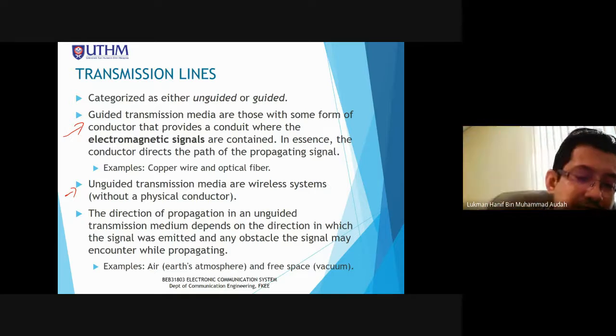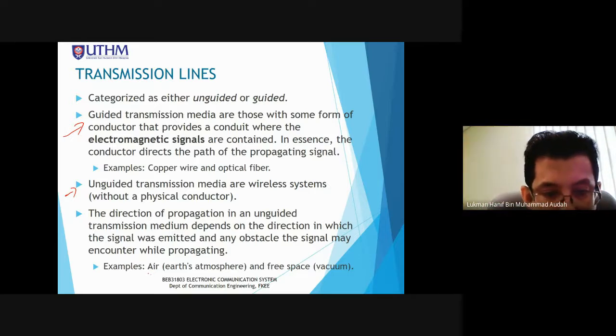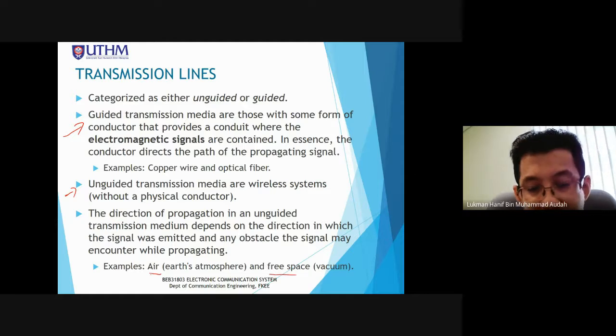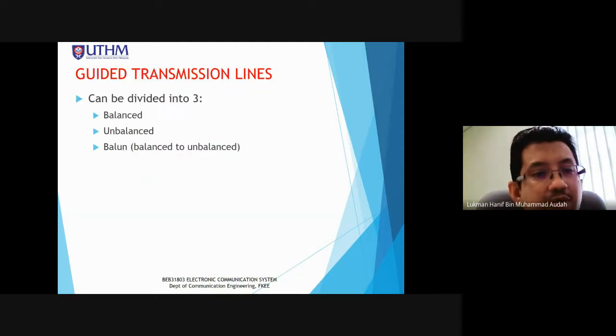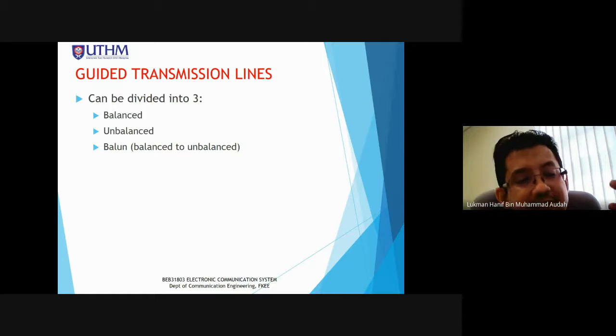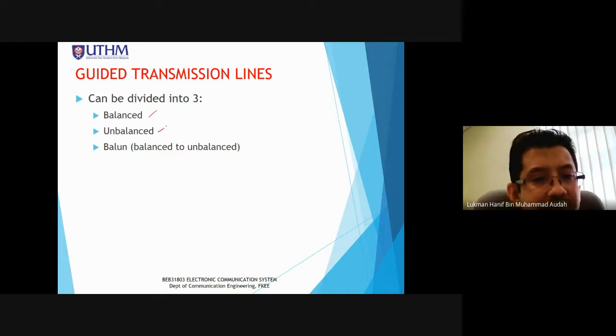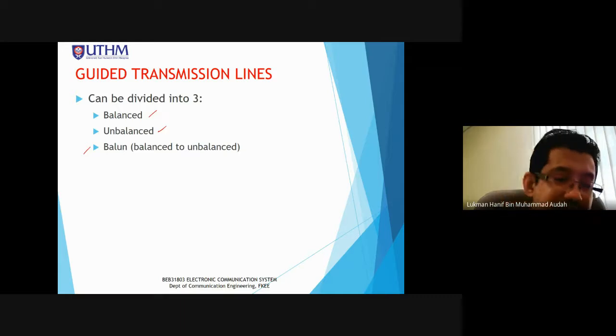Okay, contohnya medium air, udara dan juga free space, vacuum. So guided transmission, wired tadi tu boleh dikategorikan kepada 3 bahagian, iaitu balanced transmission line, unbalanced transmission line dan juga balun. Balun is a combination of balance to unbalance. Balun ni digunakan untuk menghubungkan antara balance transmission line dan juga unbalance.